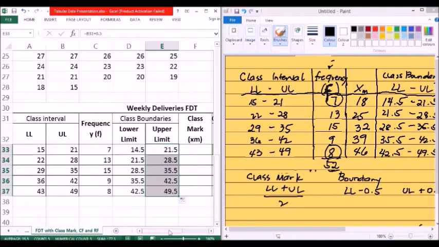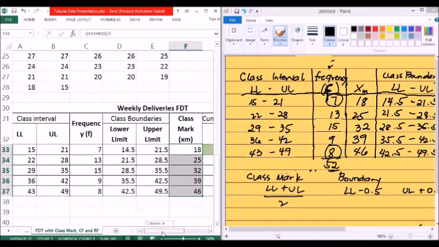Then, for the class mark, formula natin, ayan, LL plus UL divided by 2. So, grouping symbol tayo. 15 plus 21 divided by 2. Okay. Then, double click. Ayan. Then, cumulative frequency, no?